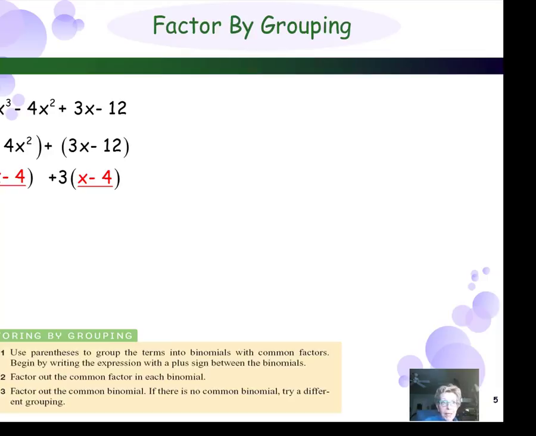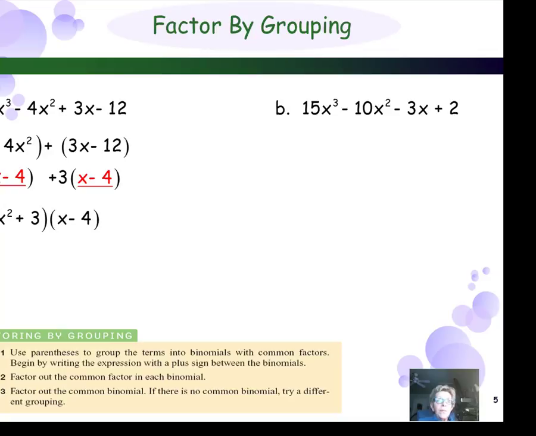If in your parentheses you do not get the same thing, then you probably have done something wrong, either a sign or you didn't get the whole GCF out. Okay, so my factors here then are x squared plus 3 times the quantity of x minus 4, because x minus 4 is actually my GCF in the set of factors in the step above.